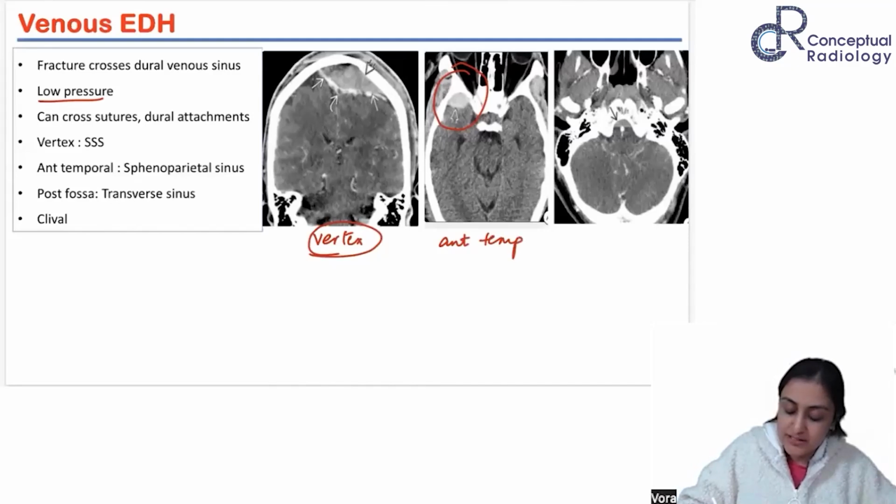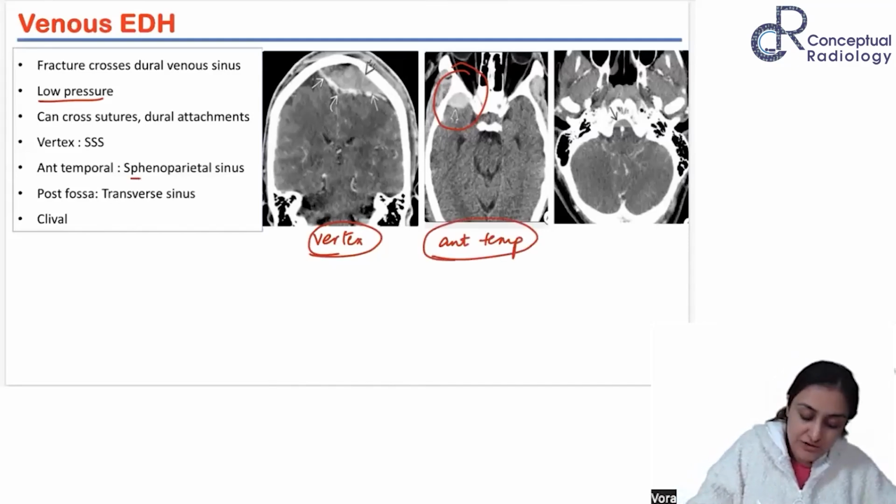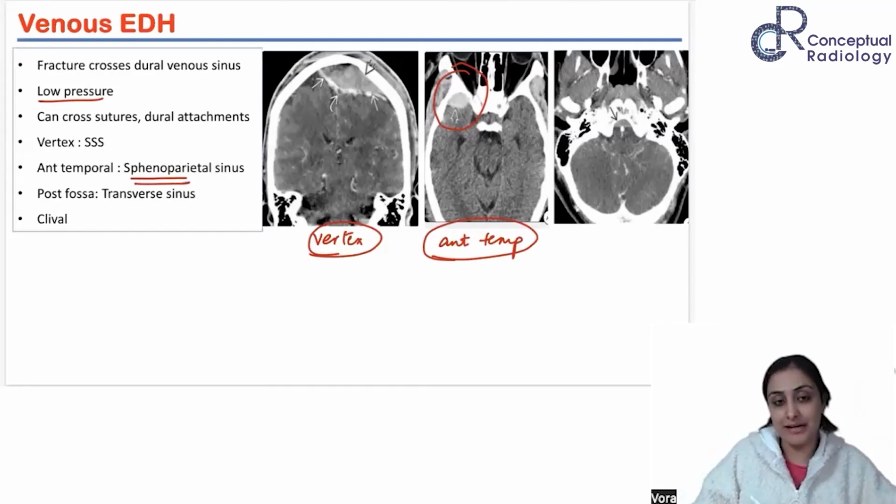Anterior temporal venous EDH results from what? It results from injury to sphenoparietal sinus. So vertex is from superior sagittal sinus injury. This is sphenoparietal sinus injury. You can have transverse sinus posterior fossa injury.